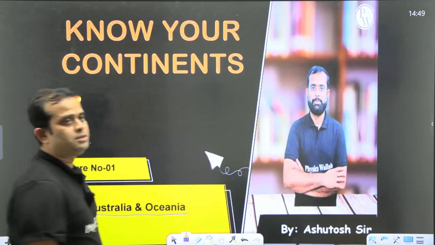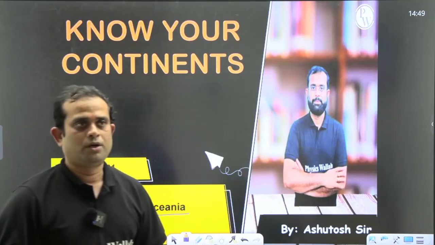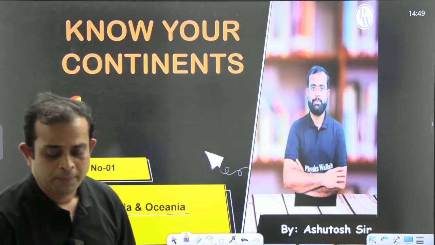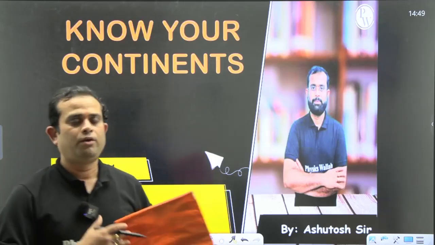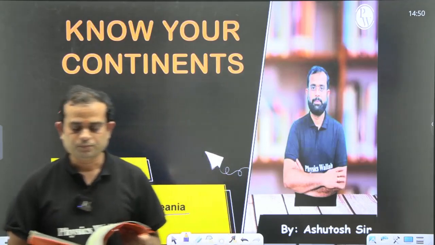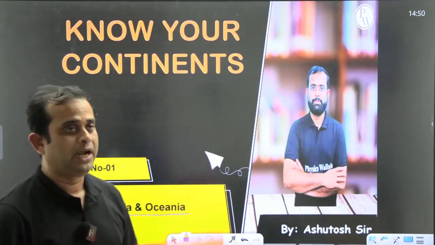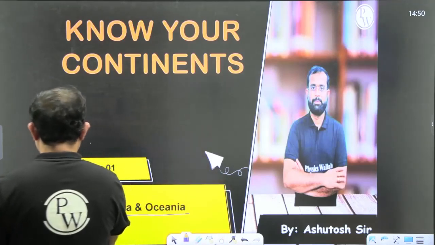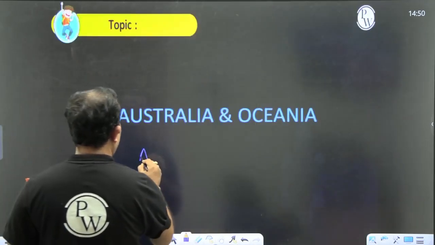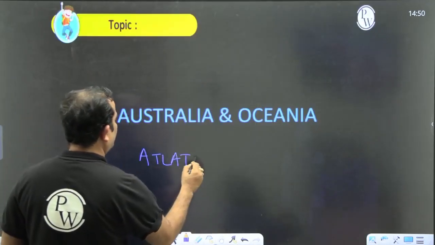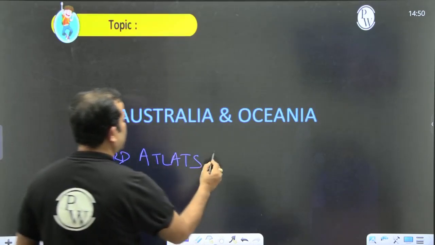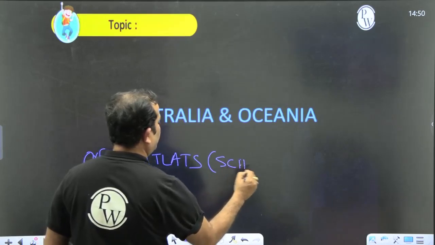Australia and Oceania means, first, we will know what Australia and Oceania is. Whenever you study the regional part, study first your Atlas. Atlas is very vital. I will refer to the Oxford School Atlas. Basically, I prefer the Oxford School Atlas.